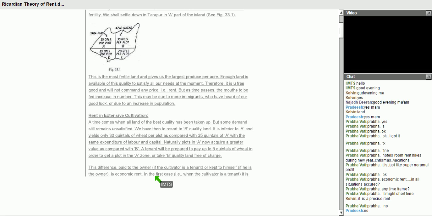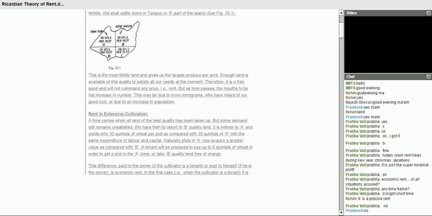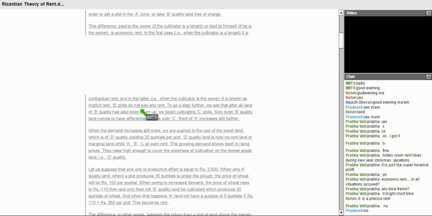Okay? The difference that he is paying for the two pieces of land is the economic rent, the real meaning of economic rent. So now in the first case, when the cultivator is a tenant, he is not the owner of the land, he is just a tenant and rent is going in the pocket of the landlord. So it is a contractual rent, as per the contract. And in the latter, that is when he is the owner, it is known as the implicit rent.